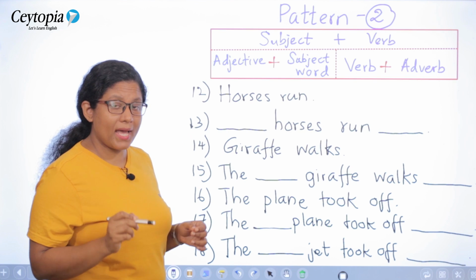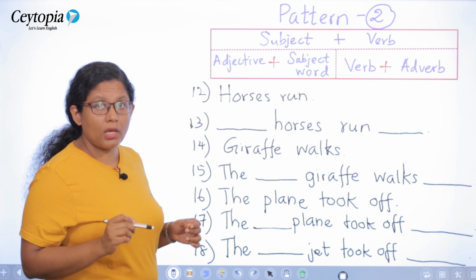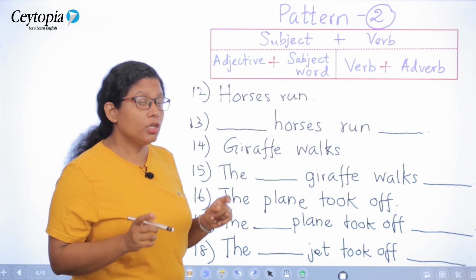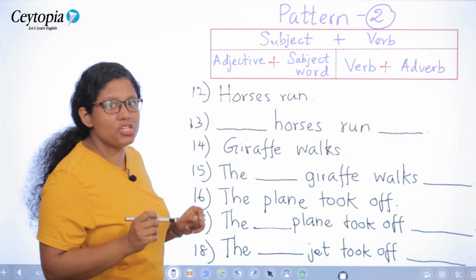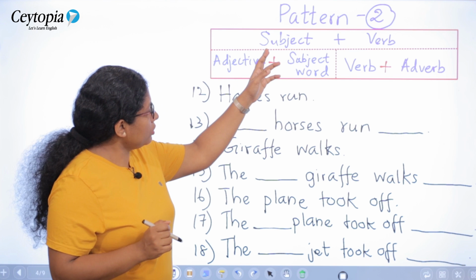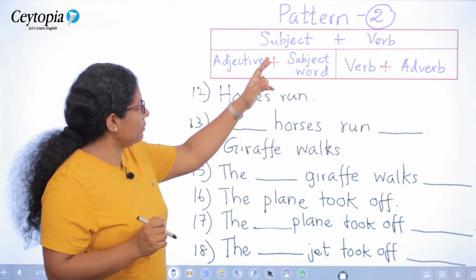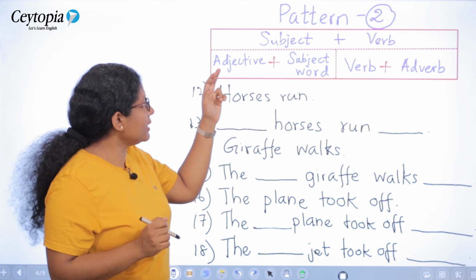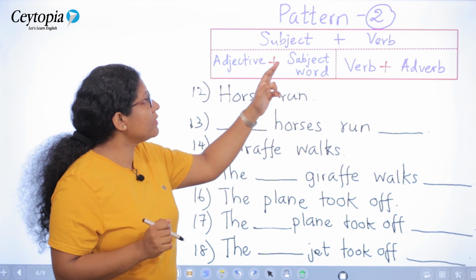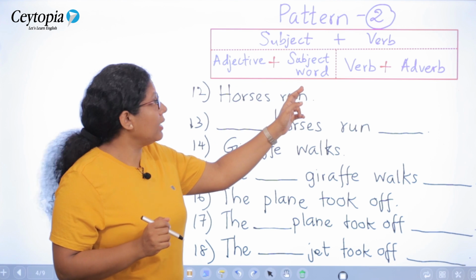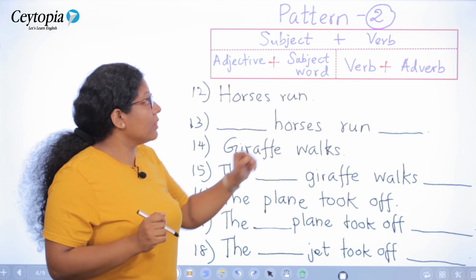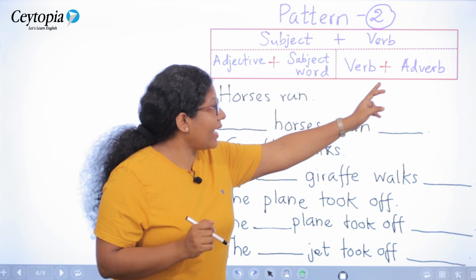Pattern 2 also has the basic structure as in pattern 1, subject plus verb. But you have further additions here. When you talk about the subject this time, you have two identified words. One is the adjective and the other one is the subject word. And the verb also has two parts this time. Verb along with an adverb.